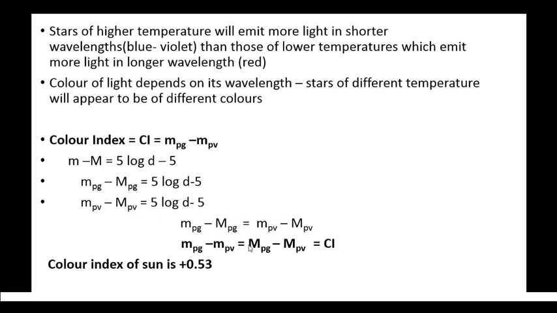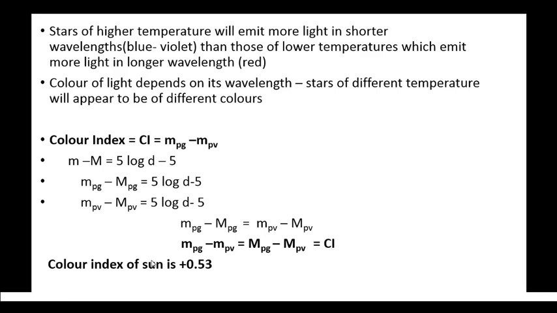So equating and rearranging, you will get the difference in apparent magnitudes of photographic and photovisual magnitude. Here also the difference between the absolute photographic and absolute photovisual magnitude will give you the color index of the star. So color index is also defined. Here we defined it as the difference between photographic and photovisual magnitude of the star, where the magnitude was apparent magnitude. Here you can see that it is the difference between absolute photographic and absolute photovisual magnitude. That is the color index of a star.